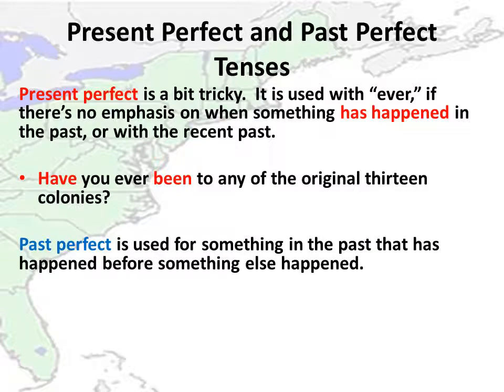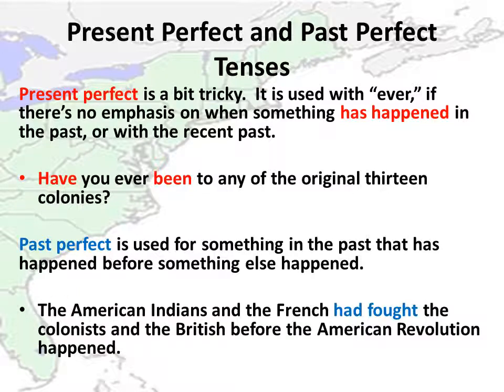The past perfect is a little bit easier in my opinion. It's used for something in the past that has happened before something else happened, or something else that had happened. We can say the American Indians and the French had fought the colonists and the British before the American Revolution happened. So here we have the American Revolution happened in the simple past. But before that, the American Indians and the French had fought. So the past perfect is before the simple past.